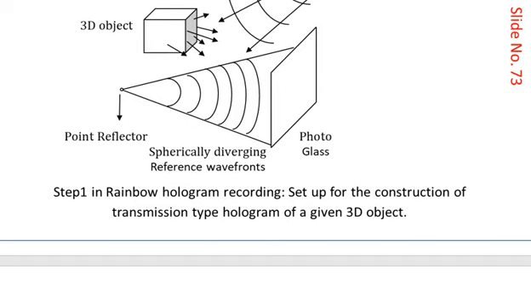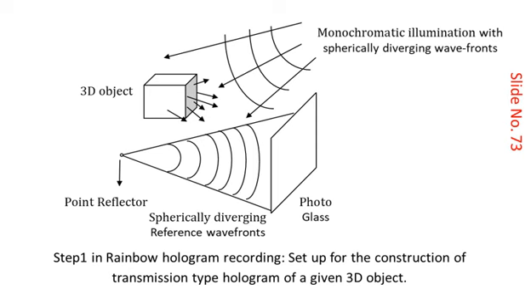Setup 1 in the rainbow hologram recording. Setup for the construction of a transmission type hologram of a given 3D object. You see that this scheme is just the scheme that we usually use for the construction of a transmission hologram. This is the transmission hologram because we have two beams, one from the object and the other from the point scatterer, both contributing from the same side towards the photoglass, forming an interferogram, and this is the setup that we call a transmission type hologram.